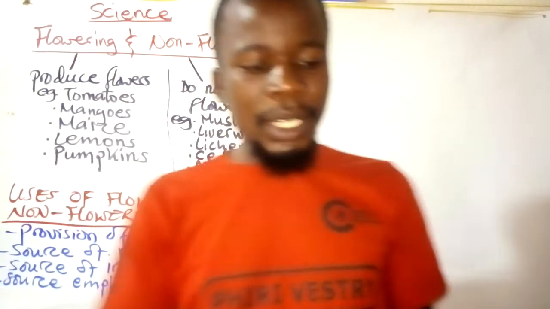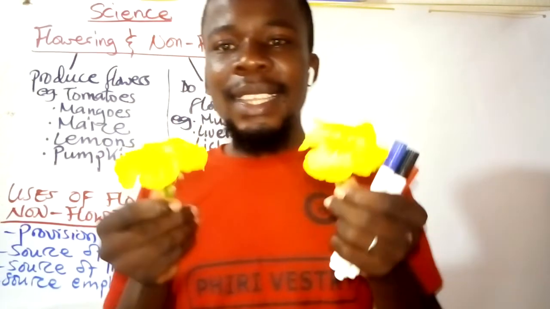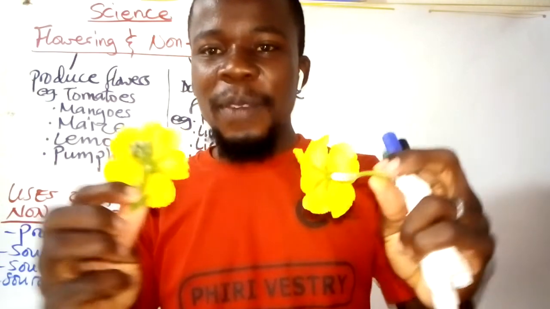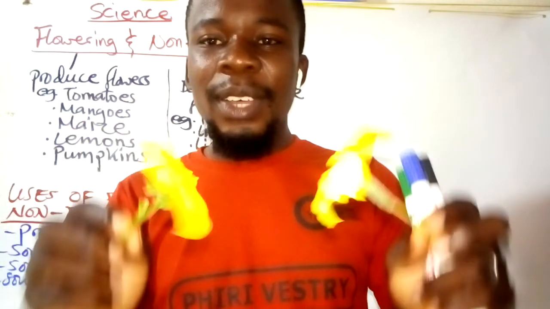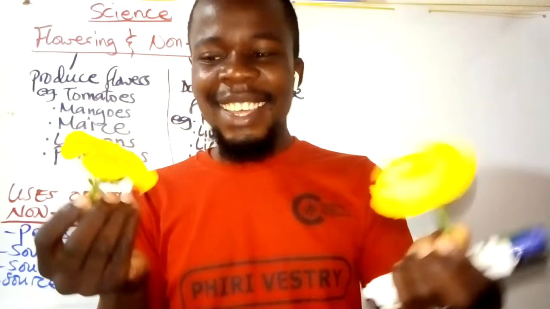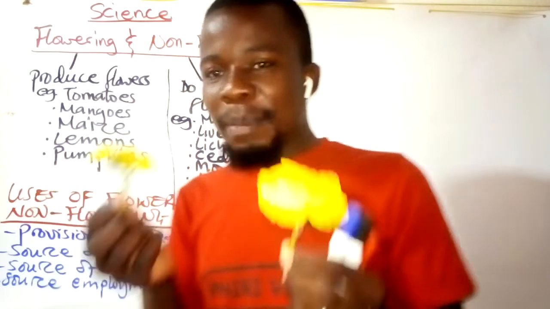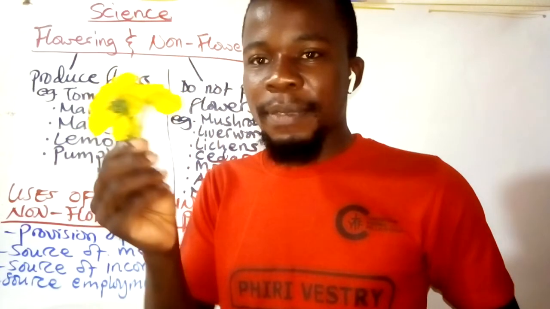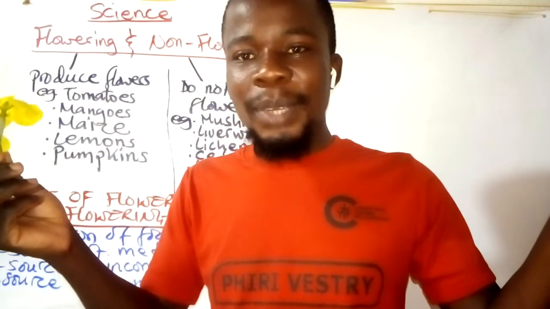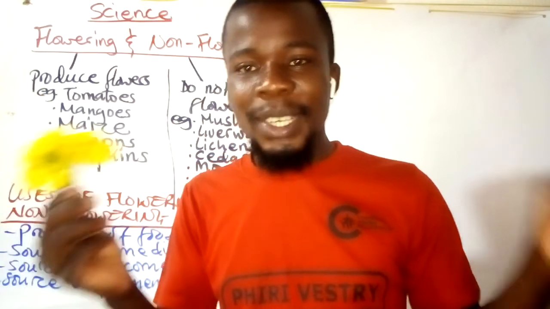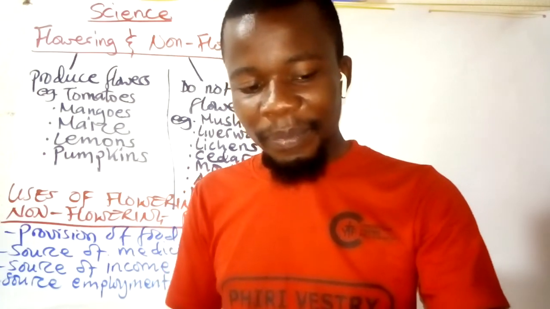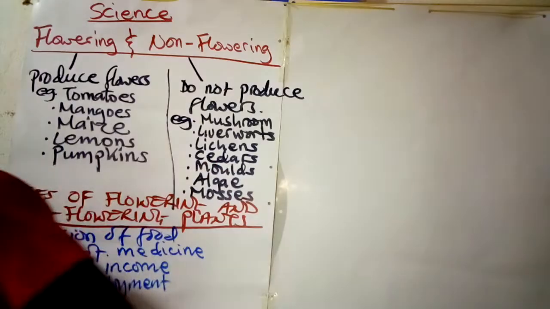So I have got flowers here. These are flowers, real flowers of a certain plant. So these are flowers, yellow flowers. They're beautiful, right? So the plant which produces flowers is called a flowering plant. But those plants which do not produce flowers are called non-flowering plants. All right? Let's look at this one.